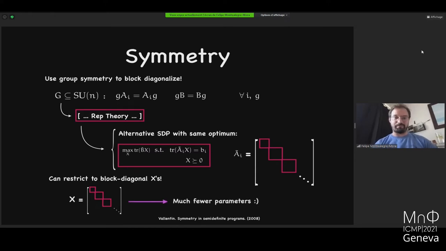There are many fewer parameters. In particular, you just need to consider that each block is a small semidefinite matrix. So that's pretty cool. What I'll be doing is developing an algorithm here that helps you get this reduced dimension of the semidefinite program.